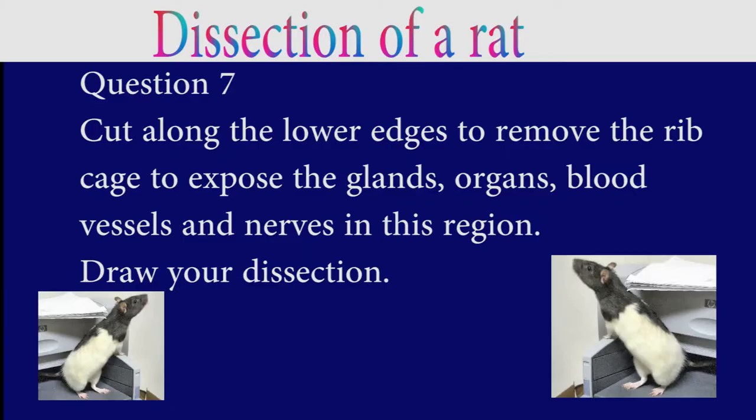Question 7. Cut along the lower edges to remove the rib cage, to expose the glands, organs, blood vessels and nerves in this region. Draw your dissection.